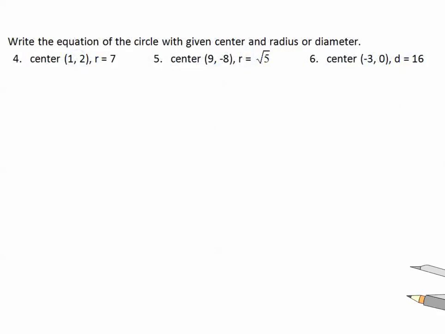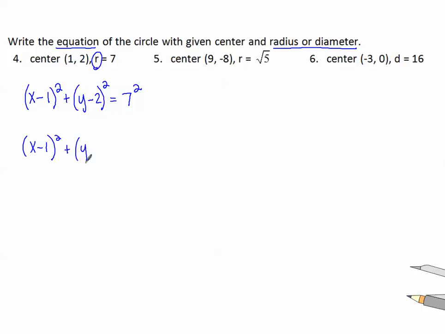Let's try going backwards now. Write the equation of the circle with the given center and radius or diameter. Now notice radius or diameter is given, so let's watch out. So center at 1, 2. X minus the x coordinate squared plus y minus the y coordinate squared equals the radius squared. This is the radius that was given. So now I'm going to simplify because I don't like to leave 7 squared, because that's not usually how we're going to see it written or how we're going to write it.